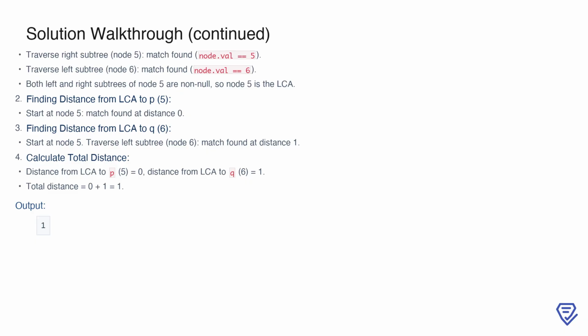From node 5, we further explore its left subtree to find node 6, which matches the second target node. Since both the left and right subtrees of node 5 contain one of the target nodes, node 5 is identified as the LCA.